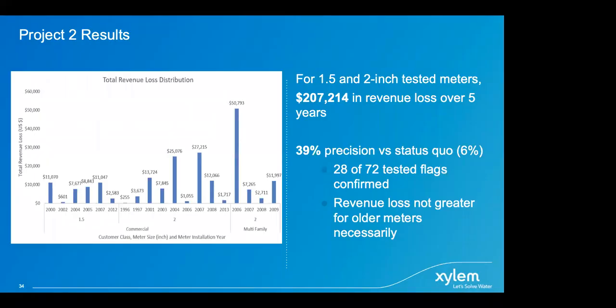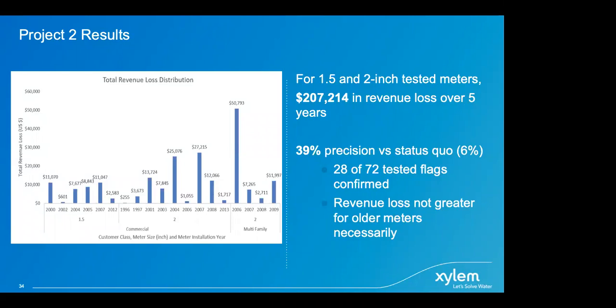And what was noted within that project was not only was the non-residential number a lot higher, but there was particular interest in the 1.5 and 2 inch meters, because they seem to have a higher rate of being flagged than the other sizes. So project 2 was looking at just those meters and came back with about $207,000 in lost revenue over 5 years, with a precision rate of 39%.